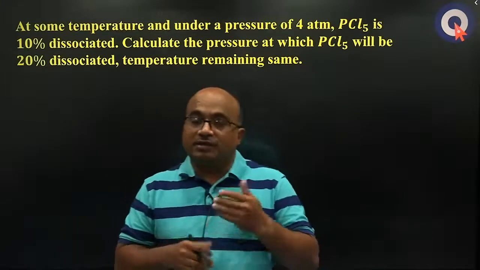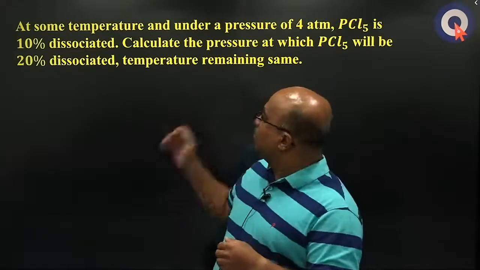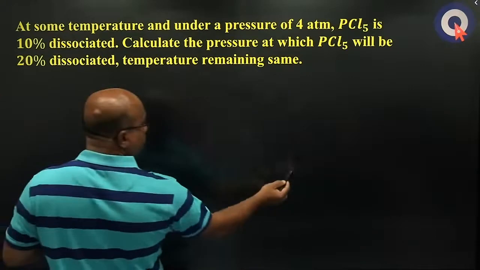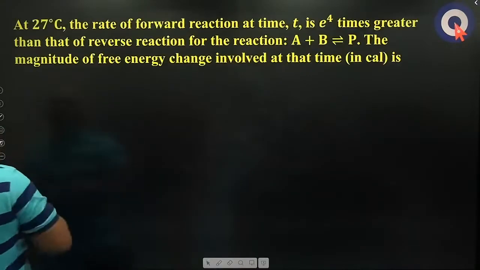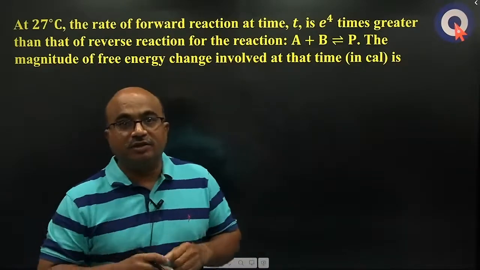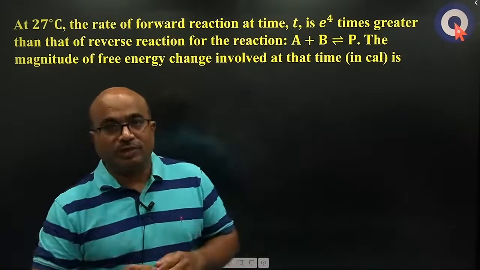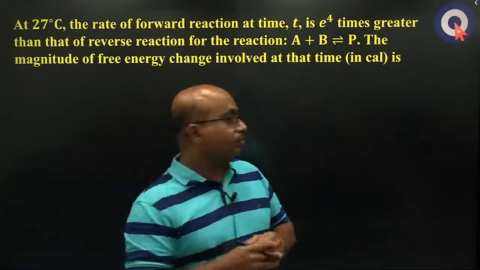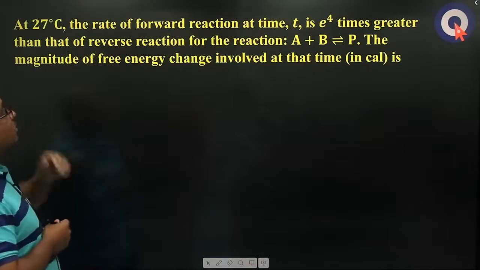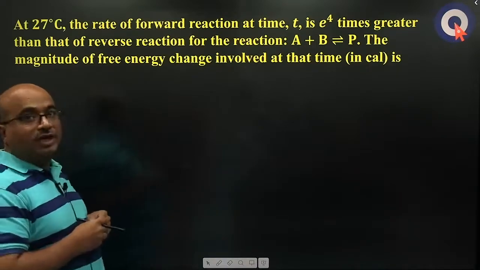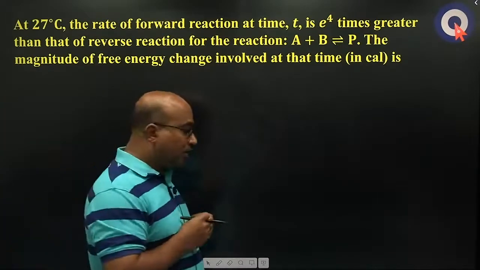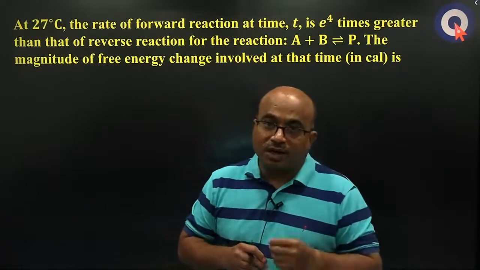But conceptually, we can say the equilibrium is even attained when the Gibbs free energy change for the reaction becomes equal to 0. That is, delta G becomes equal to 0. This numerical application is based on that only. That is, at 27 degrees centigrade, the rate of forward reaction at a time t is e to the power of 4 times greater than the rate of backward reaction.